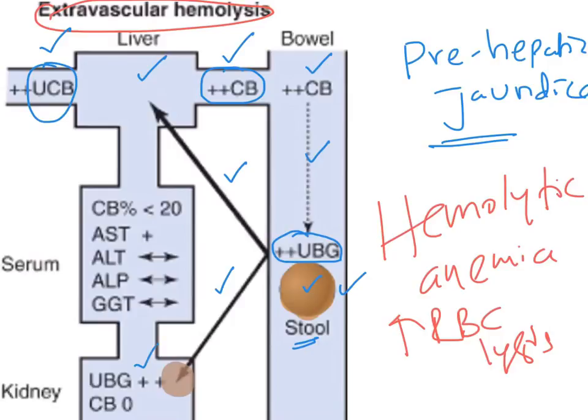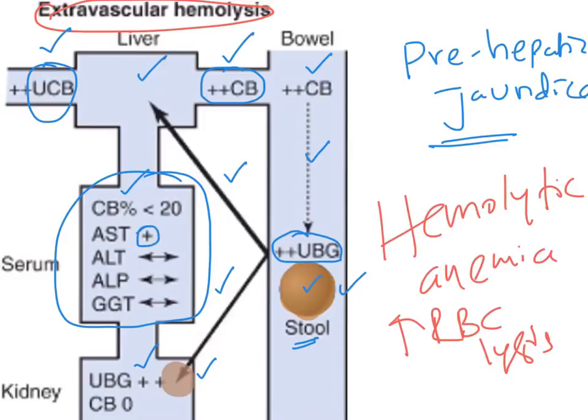So you see urobilinogen is 2 plus. In pre-hepatic jaundice, you see dark colored urine also. So you see dark colored stool and dark colored urine in pre-hepatic jaundice. That's because of increased urobilinogen. Now look at the serum values. It is all about hemolysis, hemolytic anemia. So conjugated bilirubin is still fine. It is less than 20% of total.